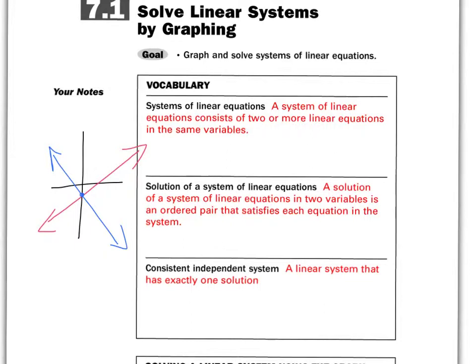And then a consistent independent system is a linear system that has exactly one solution. There will be other types of systems that never touch. If they're parallel, for example, they will have no solution. Or if you have two lines that are graphed the exact same, they would have infinitely many solutions because every point would touch.